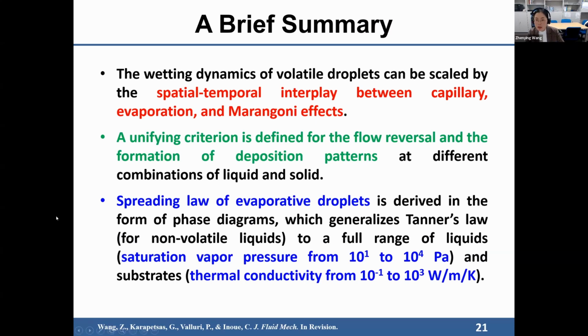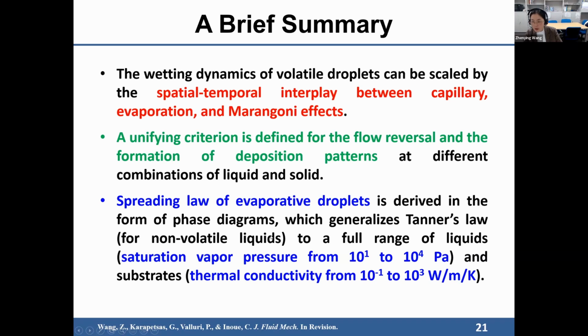Yeah, so to give a summary of the wetting dynamics of a single component droplet. Here, by combining numerical simulation and experiments, we find that the wetting dynamics of volatile droplets can be scaled by the spatial temporal interplay between capillary effect, evaporation effect, and thermal-Marangoni effect. We also proposed a unified criterion for the flow reversal and the formation of the deposition pattern in different combinations of liquid and solid.